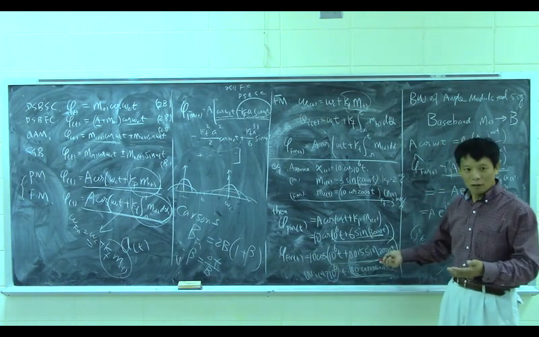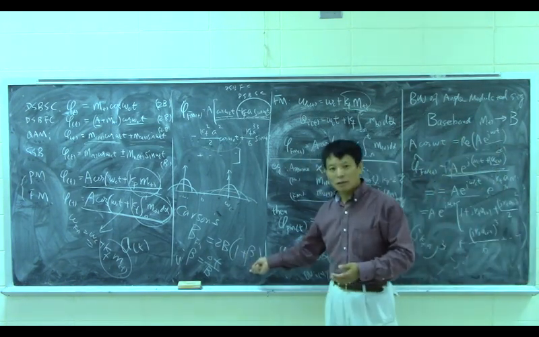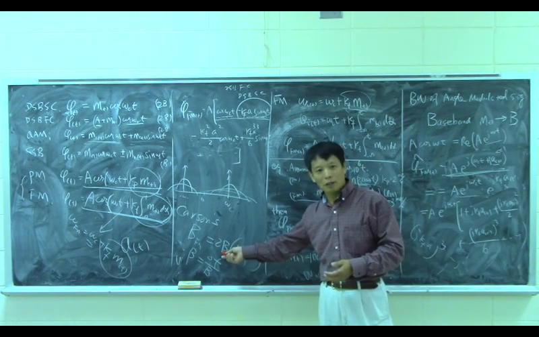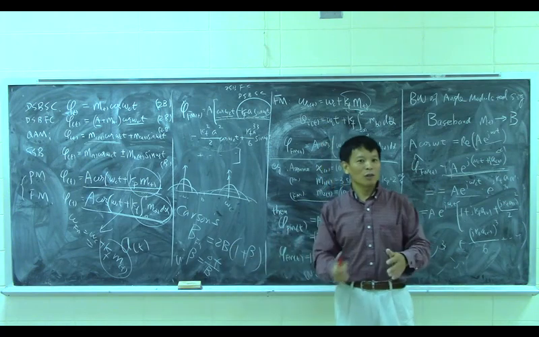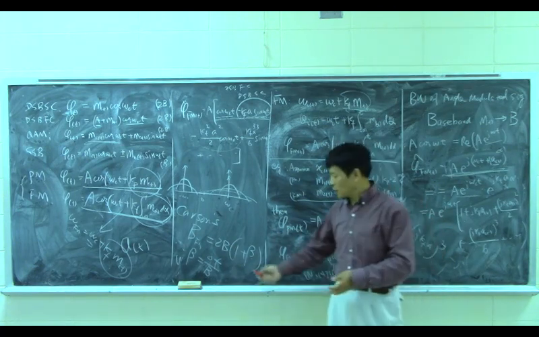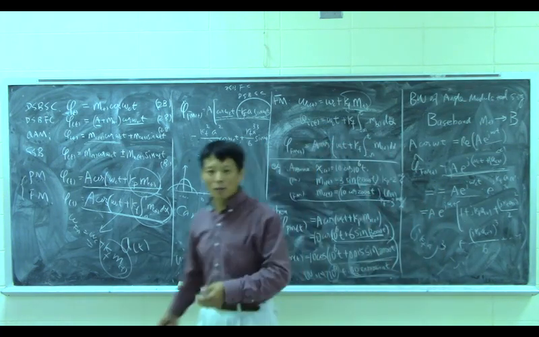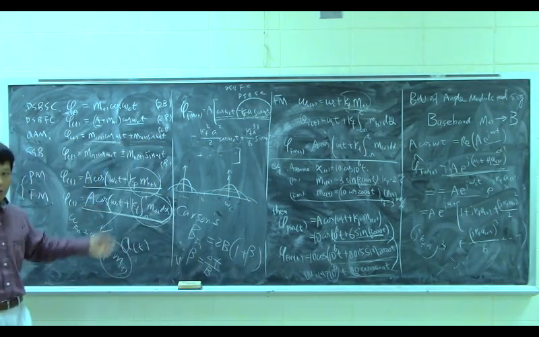Once you know beta, you add 1 to it, then you multiply by B. Again, what is B? B is the bandwidth of your original baseband information. So that is the approximate bandwidth of the FM or PM signal.